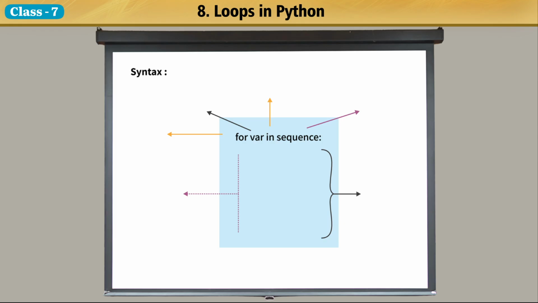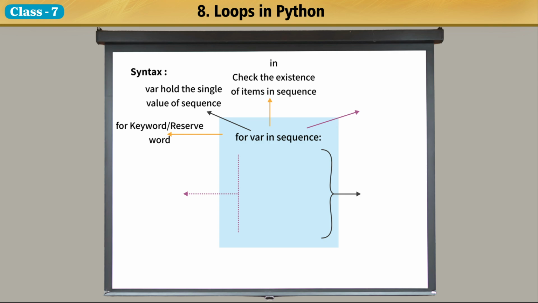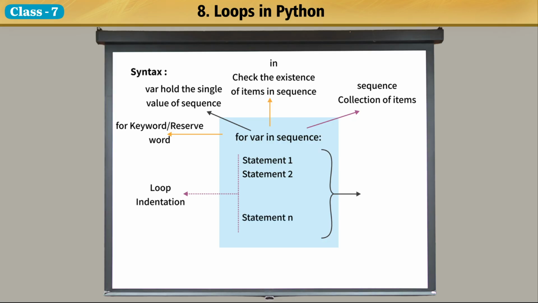Syntax: for var in sequence. For is a keyword, a reserved word. Var holds the single value of the sequence. In checks the existence of items in the sequence. Sequence is a collection of items. Statement 1, statement 2, up to statement 10 are indented under the loop. Loop body: executed for each item of the sequence.